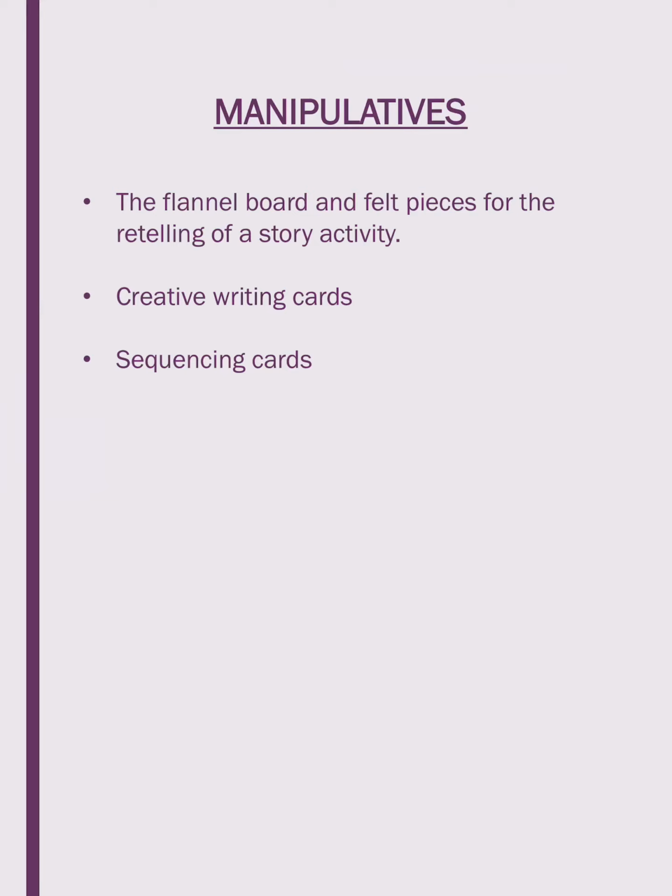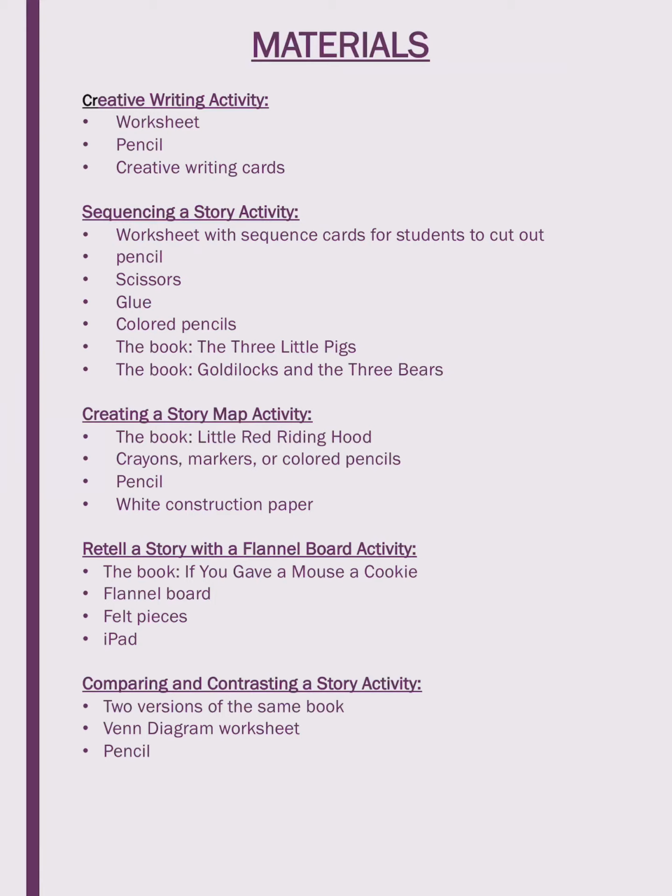I will also have all the materials needed for each activity available to the students at the center. This is a list of all of the materials. For my creative writing activity, I would have the worksheet and a pencil and the creative writing cards. For the sequencing and story activity, I will have the worksheet with the sequencing cards on them, a pencil, scissors, glue, colored pencils, the book, The Three Little Pigs, and the book, Goldilocks and the Three Bears. For the creating a story map activity, I will have the book, Little Red Riding Hood. I will have crayons, markers, colored pencils, a pencil, and white construction paper available to the students.